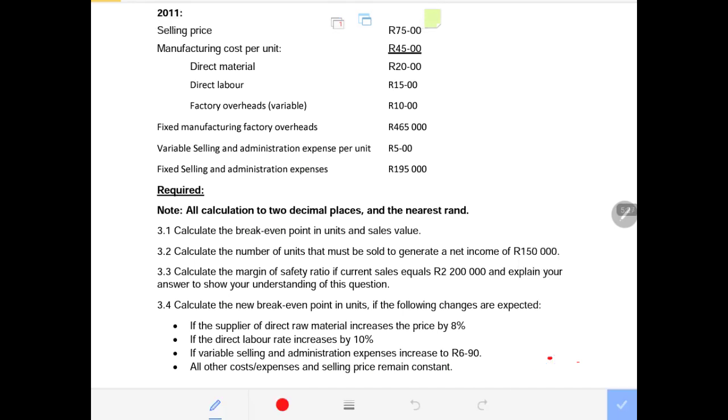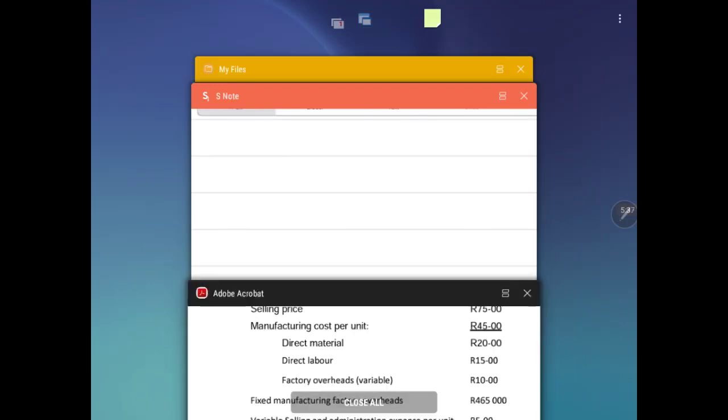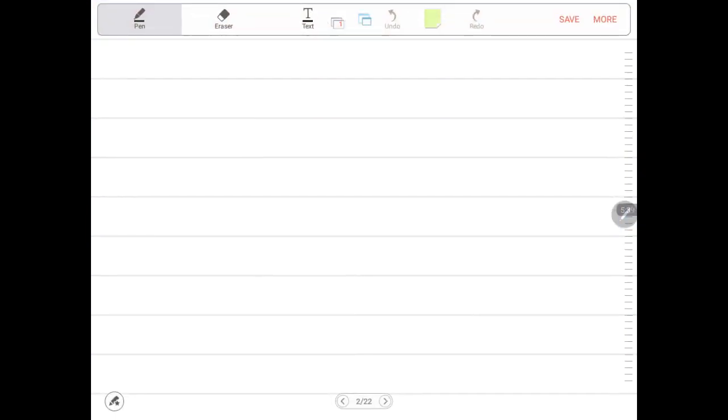Then it says calculate the break-even point in units and in sales value. Now we are required to calculate our break-even point, and we know that to calculate our break-even point, I'll just use the abbreviation, it is fixed cost, meaning total fixed cost. I want to say plus, so that when I reach there we are not confused.